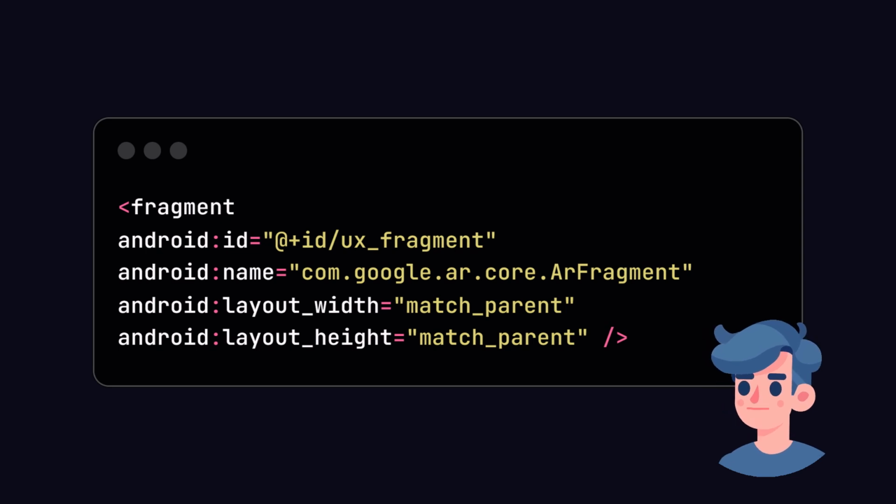Now, let's set up the AR fragment. This will be our main UI component to display the augmented reality content. Open your activity_main.xml file and replace its content with the following code.